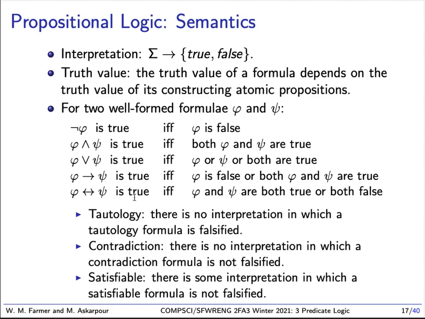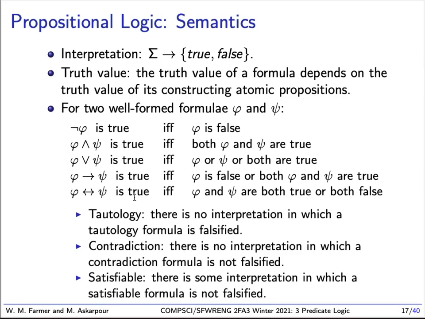So for the negation of phi to be true, phi itself should be false. For the and of psi and phi to be true, both of them must be true. For their or, on the other hand, at least one of them should be true. And for the implication from phi to psi to hold, we need phi to be false, so basically whatever we have on the right-hand side, true or false, does not matter, or that they both are true. Equivalence holds when they both have the same Boolean value, so both of them are true or both of them are false.